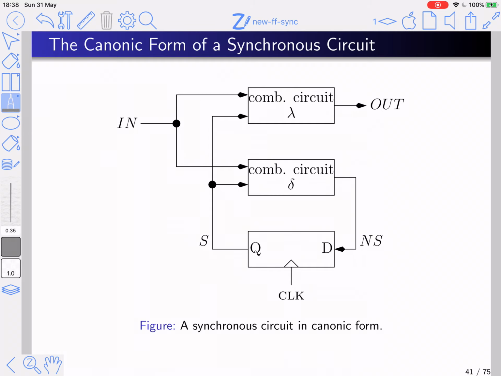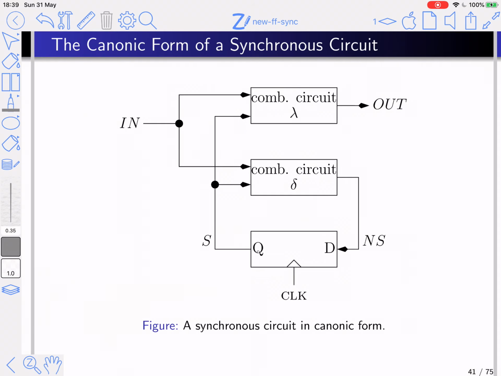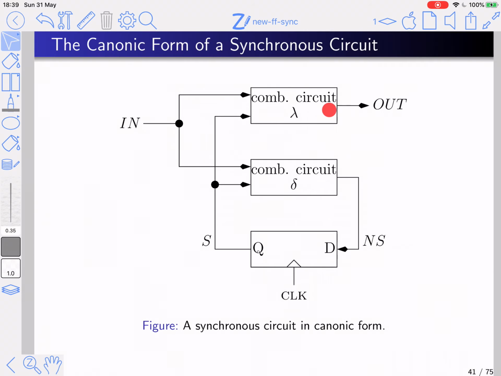I can rearrange a synchronous circuit. I can group all the flip-flops together. And then I will have two combinational subcircuits: the circuit that computes the output and the circuit that computes the inputs to the flip-flops. Now often it is hard to separate these two circuits as they are depicted over here, in which case I may need to duplicate the circuits so that I could talk about the circuit that computes the next state and the circuit that computes the output.